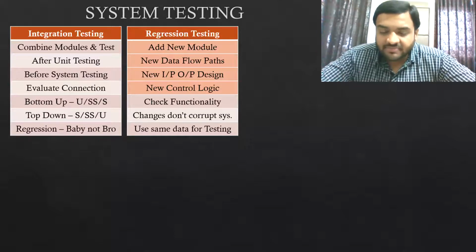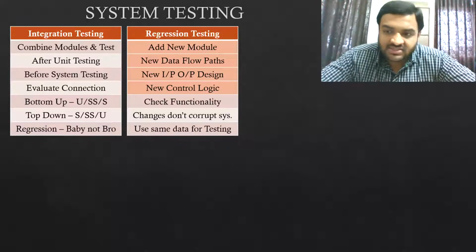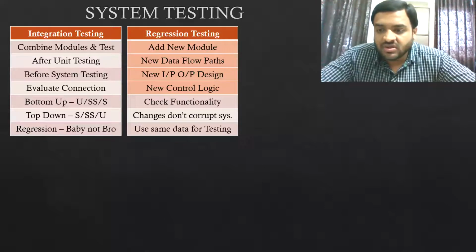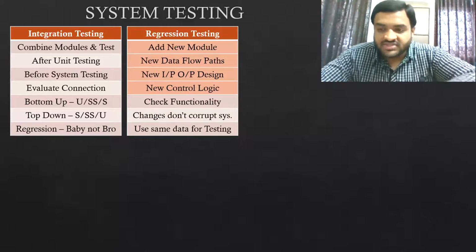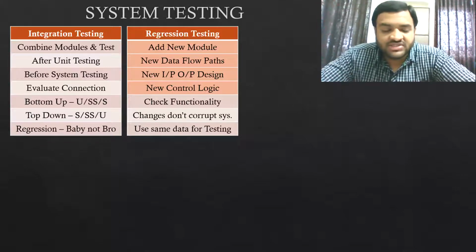Now, in regression testing, we have done changes to the input-output design. We have a new control logic. We have now new data flow paths, new modules. So, n number of changes we have done to the system. Now, what we are supposed to do is check whether those changes have done any changes in the functionalities, whether the processing which was done earlier, we are able to achieve it again or not. So we will check the functionality of the system after these changes are done.